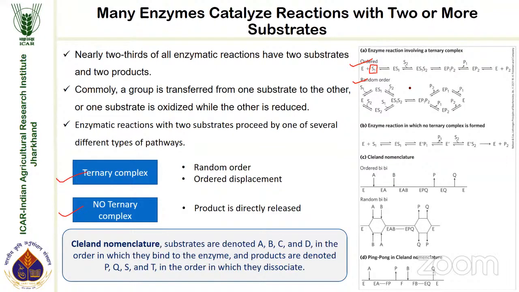Another one is random order reactions. As the name suggests, in random order reactions a ternary complex is formed, but the sequence is not determined. One can bind first and the other can bind second, or vice versa. It is not necessary that S1 should bind first, because there is no crucial active site restriction. The active site is fully operational and can accommodate either substrate without any restrictions on the order. Those kinds of reactions are random order reactions.